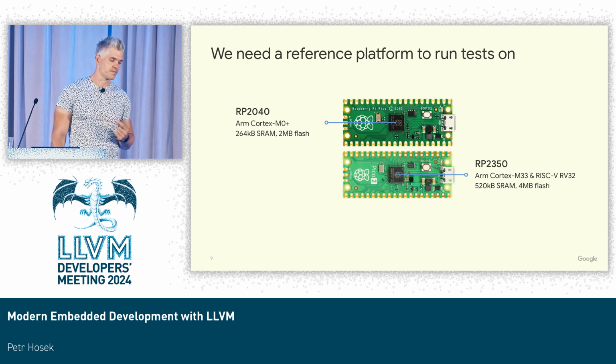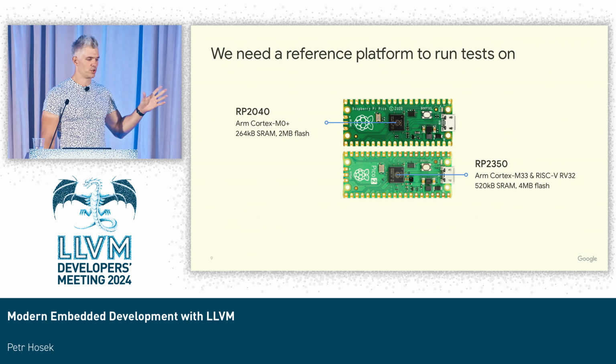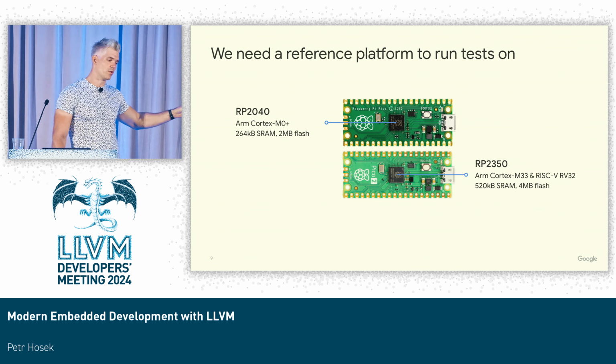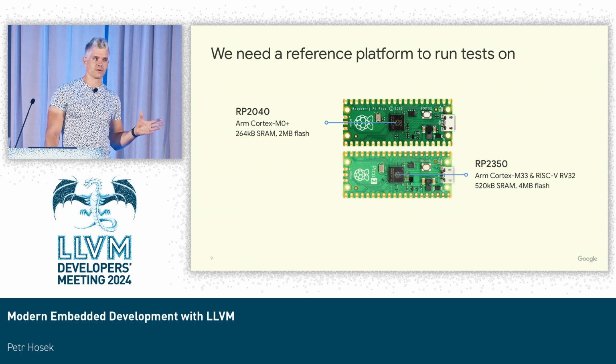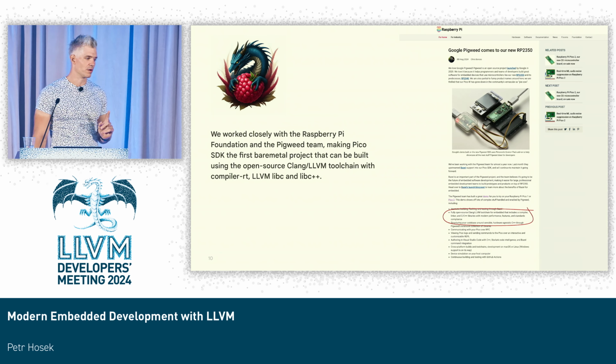and RISC-V cores. Now, one issue here is that the Pico SDK, which is what you would use to build code running on these boards, does not support the tip-of-tree Clang toolchain. At least it didn't until a couple of weeks ago.